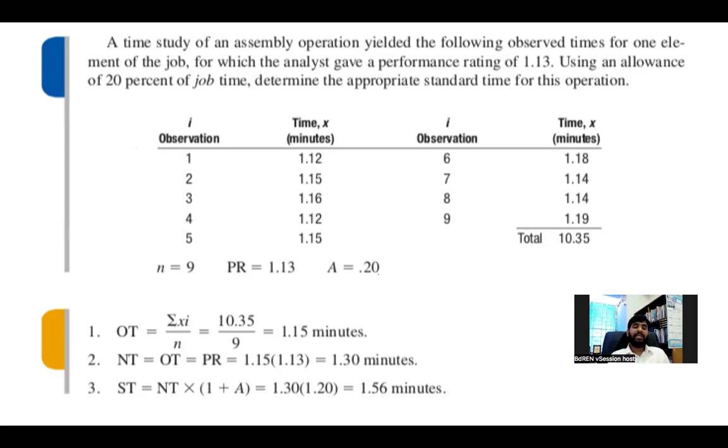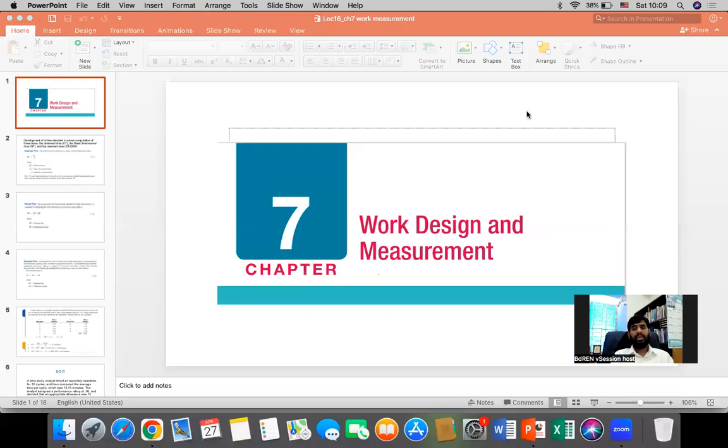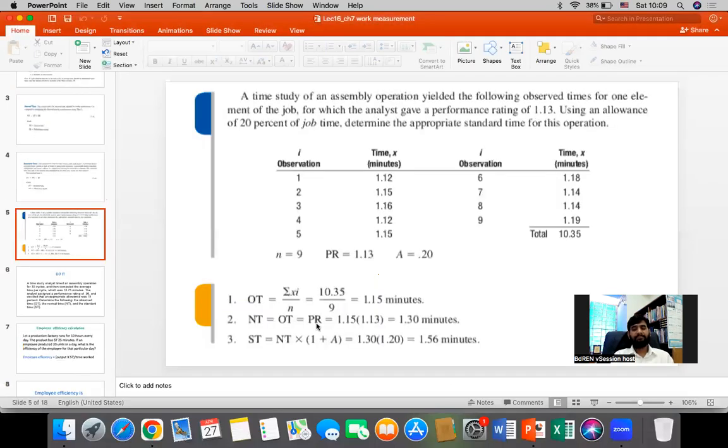After getting the data, you calculate the standard time. Observed time means average time. Normal time means you adjust the average with the performance rating. This is also multiplication. And then you calculate the standard time by multiplying by the allowance factor. Allowance factor means the added time you need.